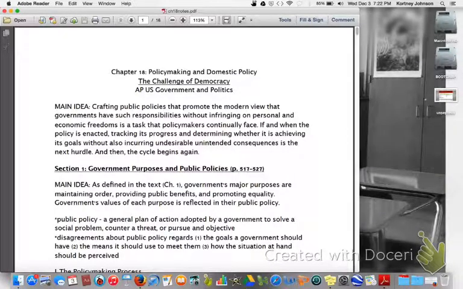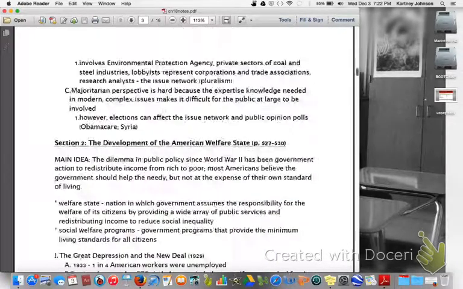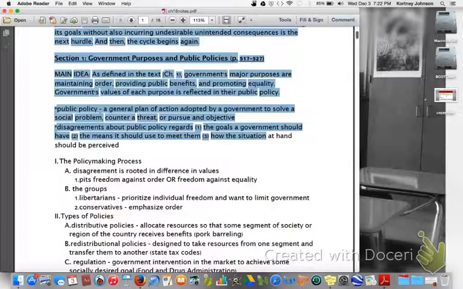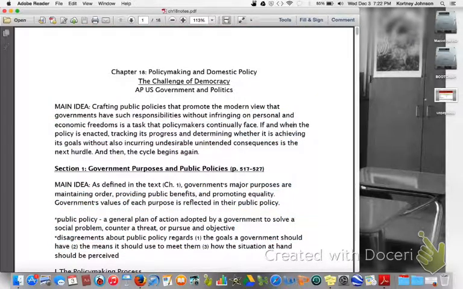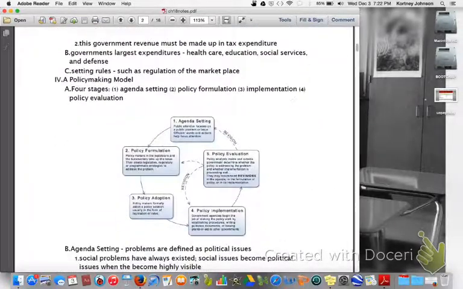All right, Section 1, policy making. Make sure that you know the steps of the policy. You're going to see that in the test as well. You're going to need that on your free response as well. So make sure that you know the steps are agenda setting, to formulation, to implementation, and then to evaluation. There's the 4 stages written there that you can see right here.